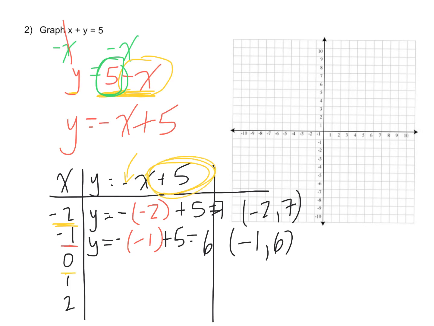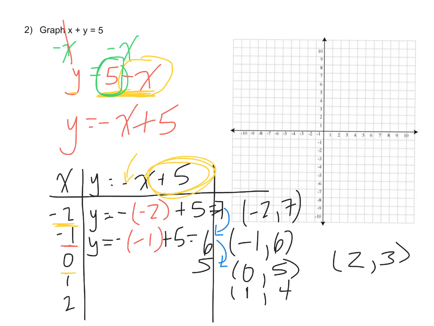Next, I can use our 0 trick and look at the value of b here, and we see the value of b is 5, which seems to follow our nice pattern of going down by 1 each time. So our 0 term would be 0 comma 5, and then we can make a prediction that the next one will be 1 comma 4, and the last one will be 2 comma 3. And then from there we can get plotting our points.